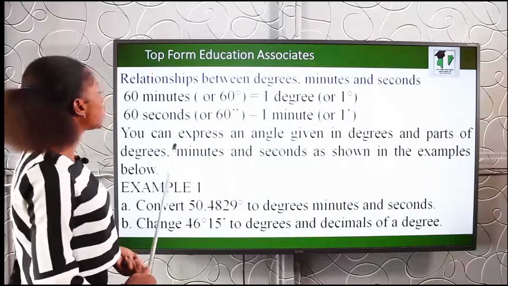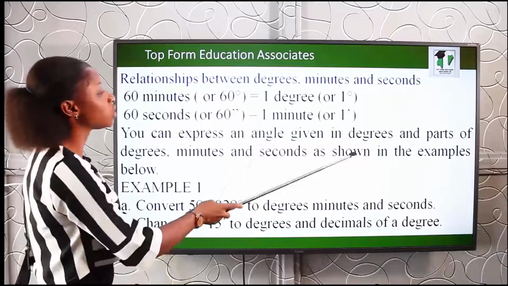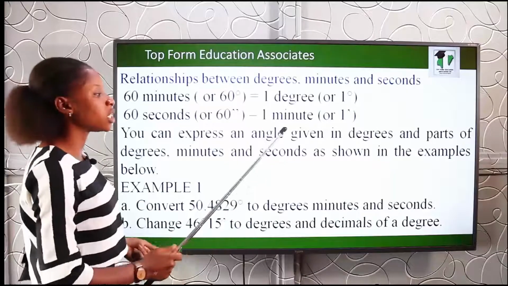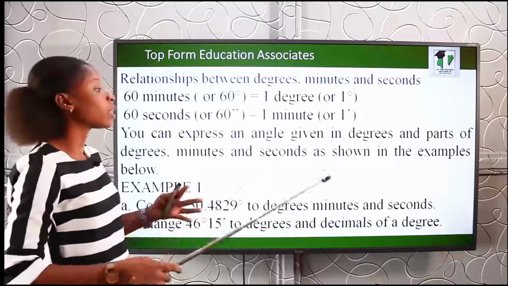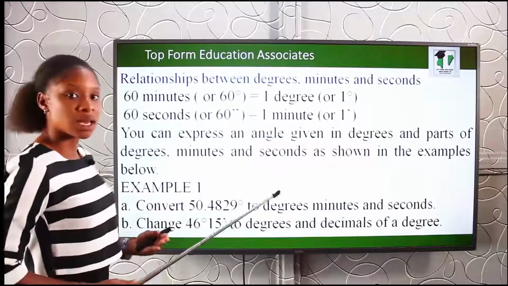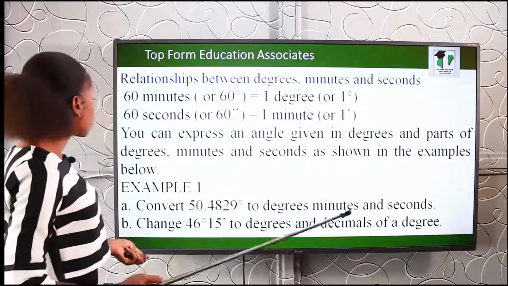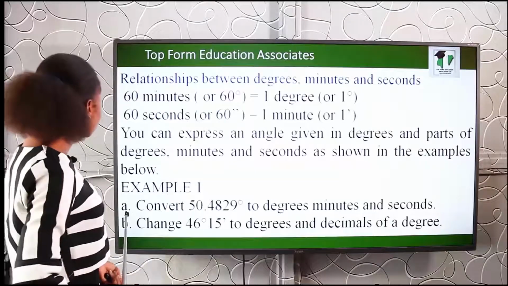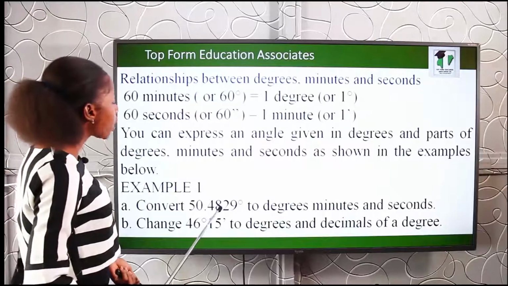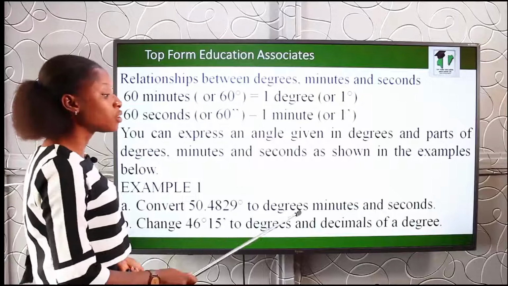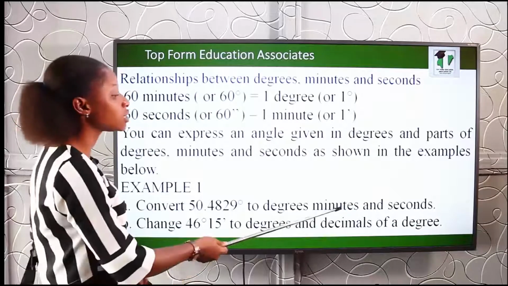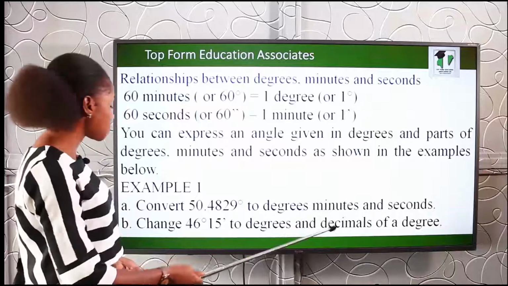Now, you can express an angle given in degrees and parts of degrees, minutes, and seconds as shown in the examples below. That means an angle can be expressed in degrees and parts of degrees, minutes, and seconds. Very quickly, we'll be taking some examples. The first one, A, says, convert 50.4829 degrees to degrees, minutes, and seconds.